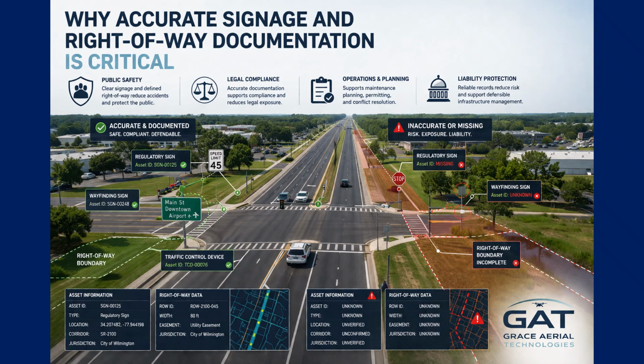Accurate right-of-way documentation supports maintenance planning, permitting, and conflict resolution. For agencies, reliable documentation reduces risk and supports defensible infrastructure management.